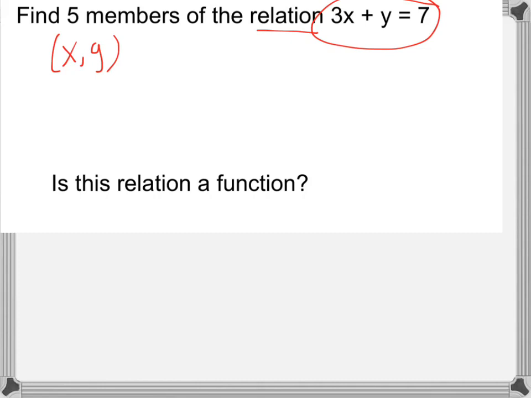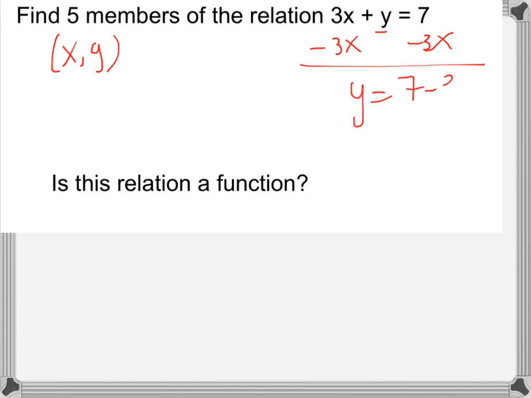So actually, it's probably a little easier to have one of these variables on one side. So let's solve this equation for y. Let's try to get y by itself. So the first thing I would do is subtract 3x from both sides because I want to get y by itself. So we'd have y is equal to 7 minus 3x. Okay, it's a little easier.